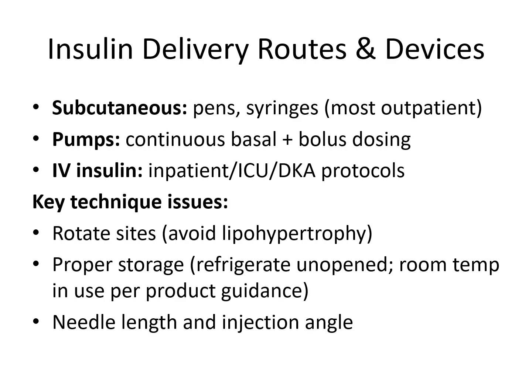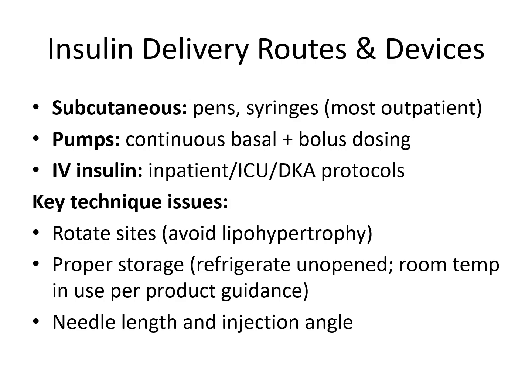In the outpatient setting, insulin is most commonly administered subcutaneously using either a pen or a syringe. Pens are increasingly preferred because they improve dosing accuracy and adherence. Insulin pumps deliver continuous basal insulin with programmed bolus dosing at meals. So pumps more closely mimic physiologic insulin delivery and are common in type 1 diabetes. When we move into the inpatient setting, especially in the ICU or during DKA, we use IV insulin, which allows rapid titration and close monitoring.